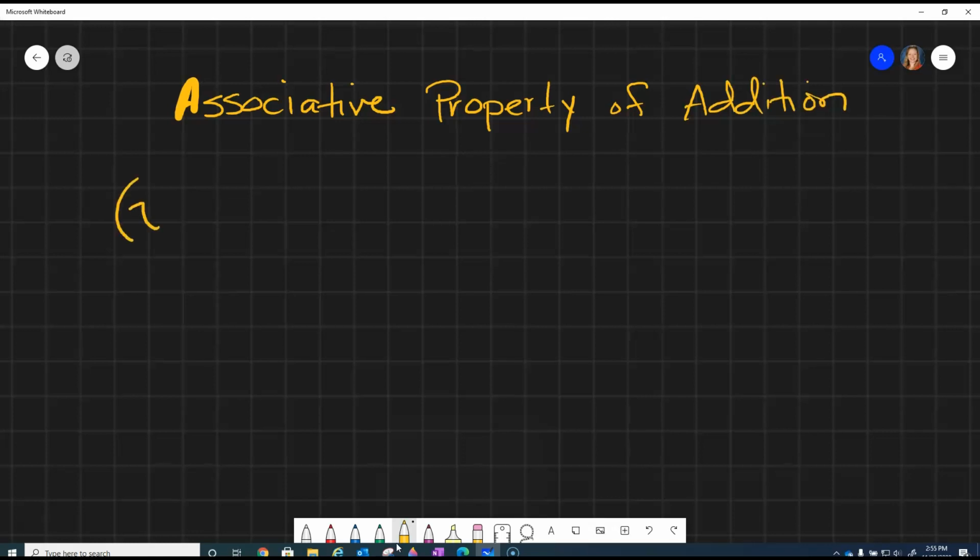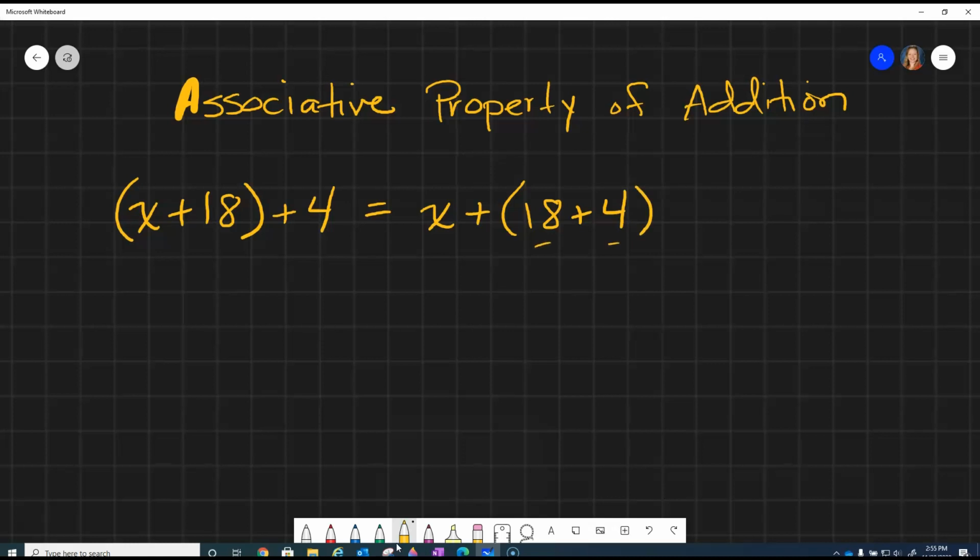If I was to have x plus 18 plus 4, I would regroup by moving my parentheses over. So I would have x plus 18 plus 4. And then my next step would be to add these two constants. And so then I would be left with x plus 22. And this would be my answer, because I cannot add a variable to a constant.